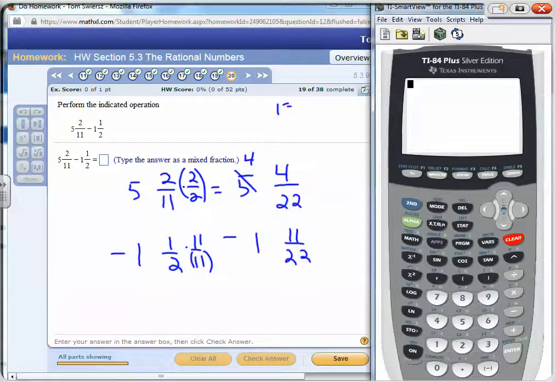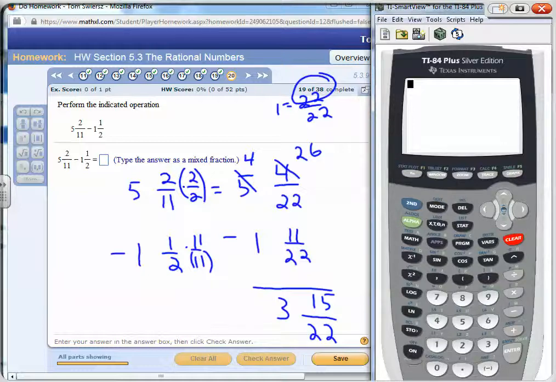Now 1 is equal to 22 over 22. So we're adding 22 over 22 plus 4. So 22 plus 4 is 26. Okay, now we've got the common denominator, 22. 26 minus 11 is 15. There's our numerator. And then 4, we borrowed the 1, so it's now 4 minus 1 is 3.